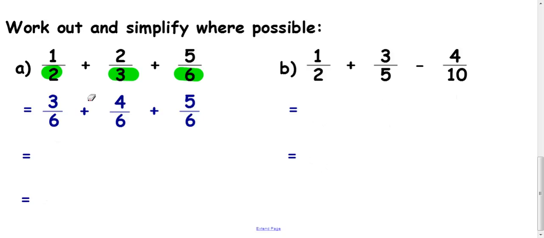So now you can just add the top numbers and see how many sixths you have altogether. So 5 and 4 makes 9. Add the 3, you get 12. And 12 divided by 6 is just 2.